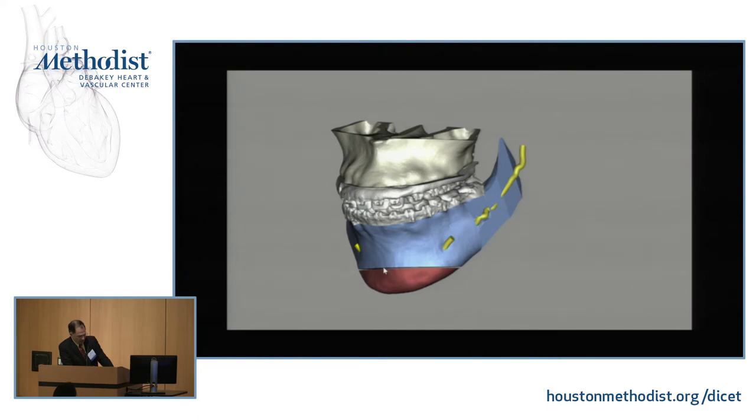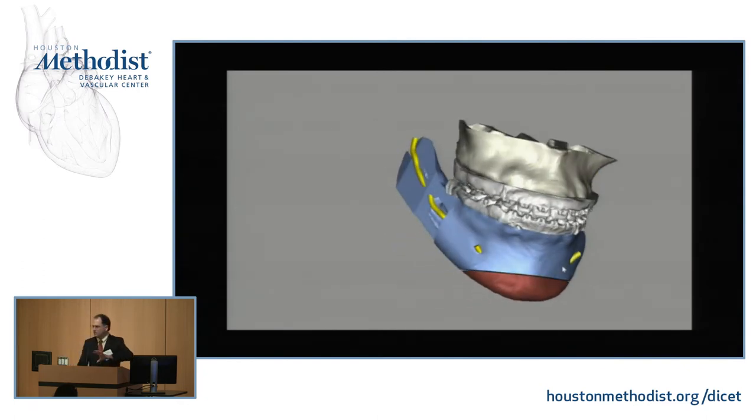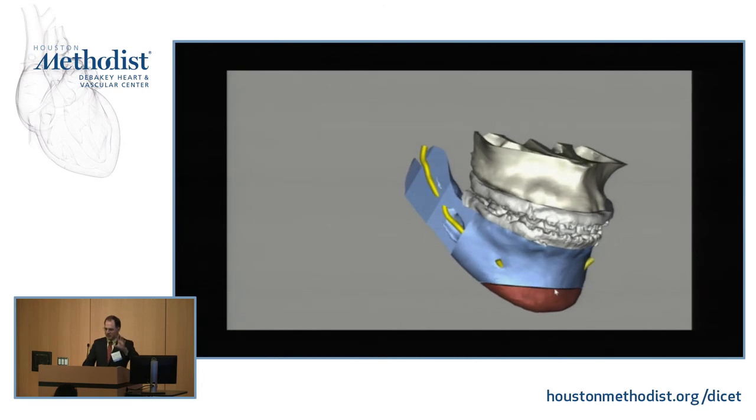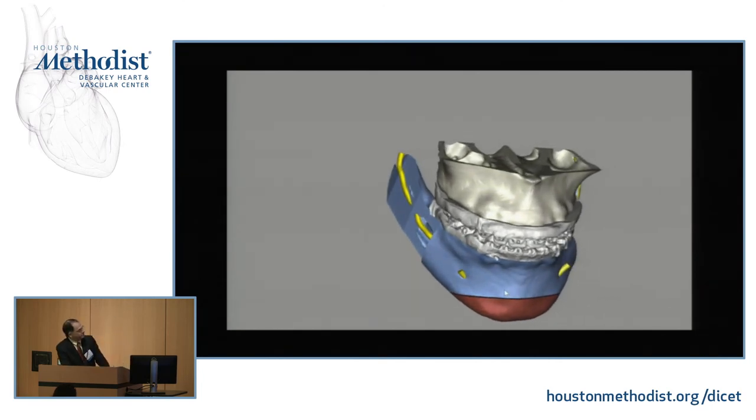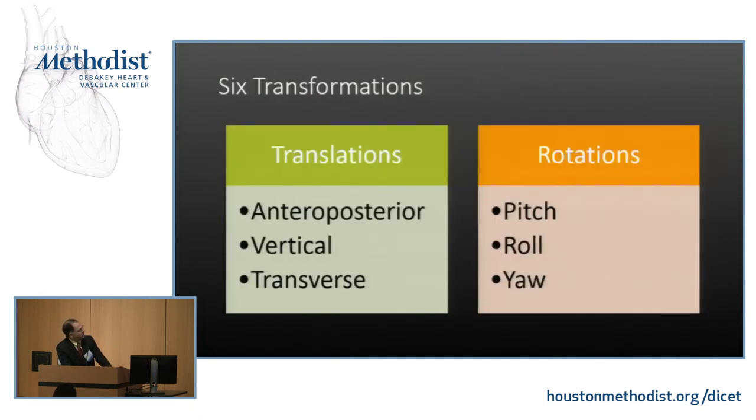Now the upper jaw and the lower jaw are together in the perfect bite, but during surgery I have the freedom to move this block anywhere I want. Where is the correct position for that during surgery? So this is what we need to do: obtain symmetry.